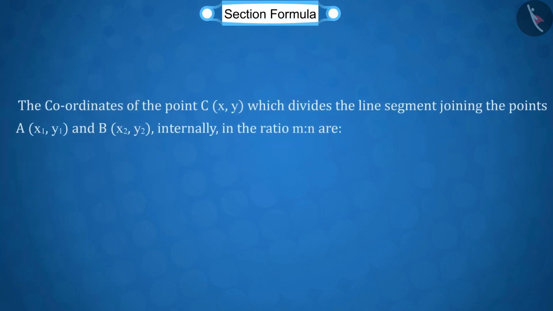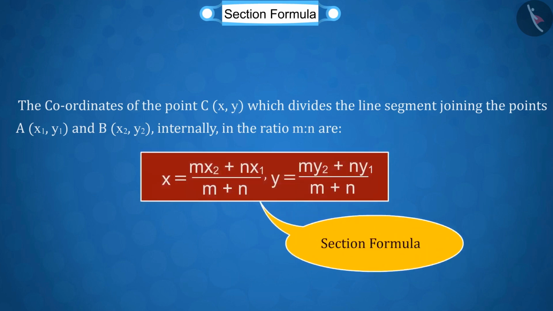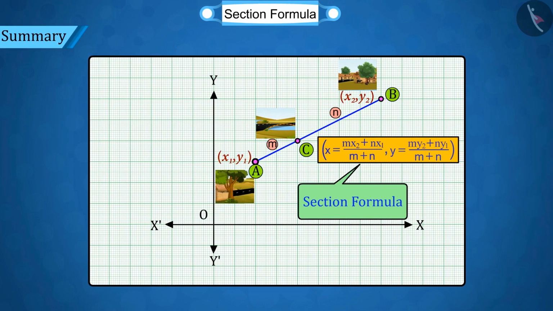We saw that the line segment AB that connects the 2 points A and B is internally divided in the ratio m is to n by the point C, whose coordinates are these, which is also called the section formula. Today in this video, we studied the coordinate point of the bridge to be constructed between two villages by section formula. In the next video, we will see some interesting examples based on this topic.